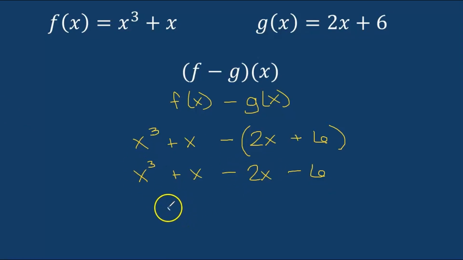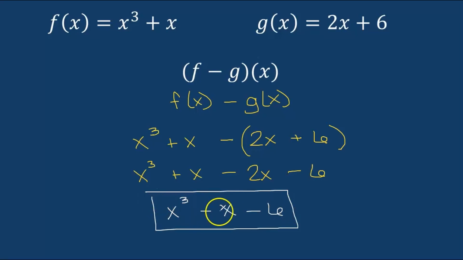Again, there are no other x cubes. 1x minus 2x leaves a single negative x, and now we have negative 6. Again, since this is a cubic function, there are no values for x that make this undefined. So our domain is going to be all real numbers. Let's try the product.